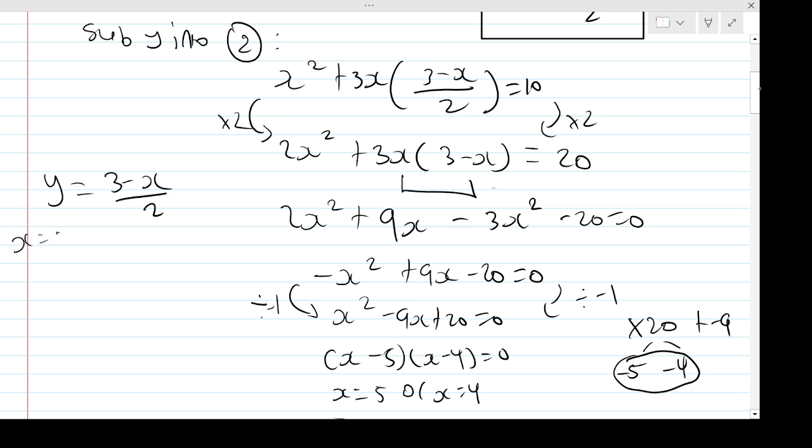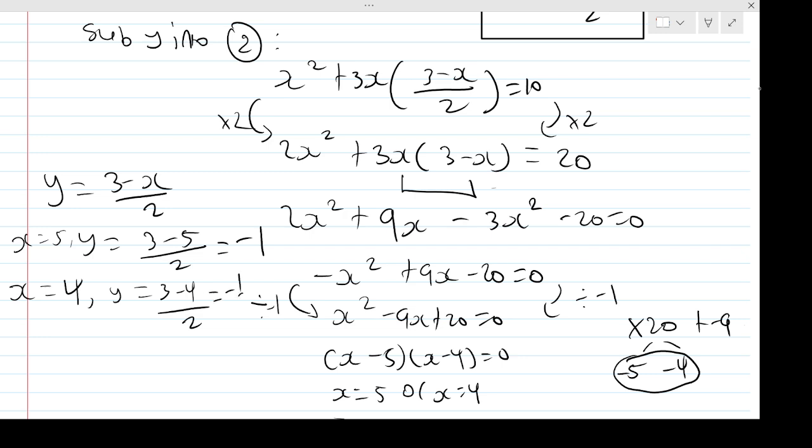So when x is 5, y would be 3 minus 5 over 2. That would go to 3 minus 5 is minus 2, over 2. That'd be minus 1. Then when x is 4, sorry, then I would get y is 3 minus 4 over 2. So that'd be minus a half, right? Let me move that there. Cool, I'll get minus a half. And those are our values, right?